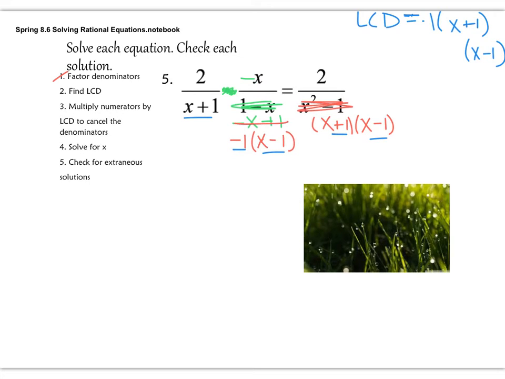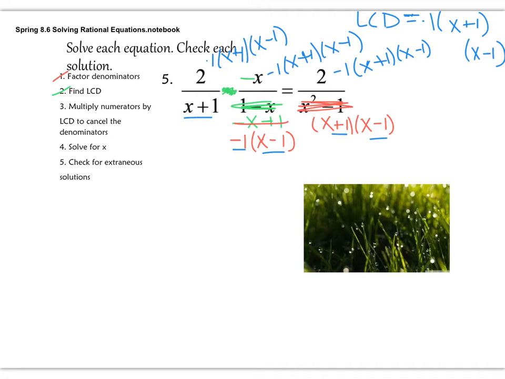All right, so that means every piece gets a negative 1, an x plus 1, and an x minus 1. Negative 1, x plus 1, and x minus 1. Negative 1, x plus 1, and x minus 1. Take the time to write it down. It definitely helps.